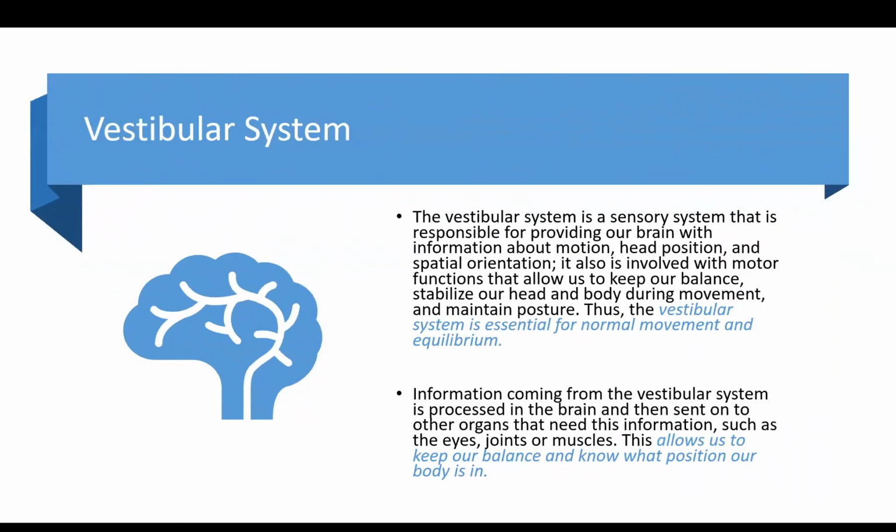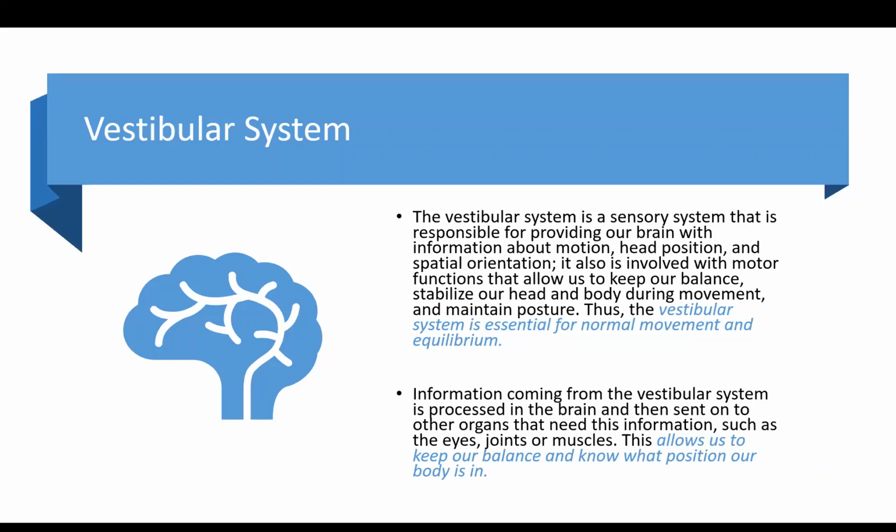Lastly, let's talk about the vestibular system, and then we'll get a little bit more heavily into it. But this vestibular system is a sensory system that is responsible for providing our brain with information about motion, head position, and spatial orientation, where we are, how we move through the world on a daily basis. It's also involved with motor functions that allow us to keep our balance, stabilize our head and our body during movement, and maintain posture. So thus, our vestibular system is essential for normal movement and equilibrium.